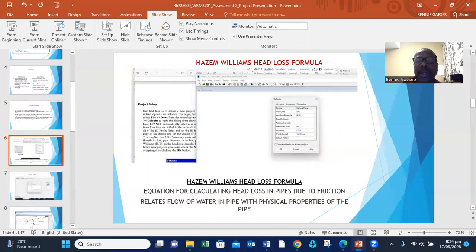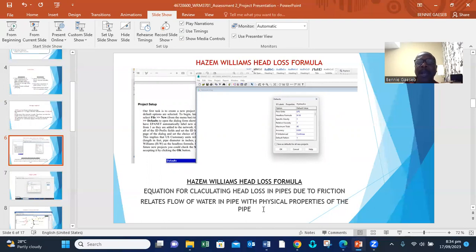There are some empirical formulas that were developed many years ago, which are used in design of water distribution systems. The reason is that, for example, the one that I'm choosing as an input in this software is called the Hazen-Williams head loss formula. It's an equation for calculating head loss in pipes due to friction, relating flow of water in a pipe with physical properties of the pipe.